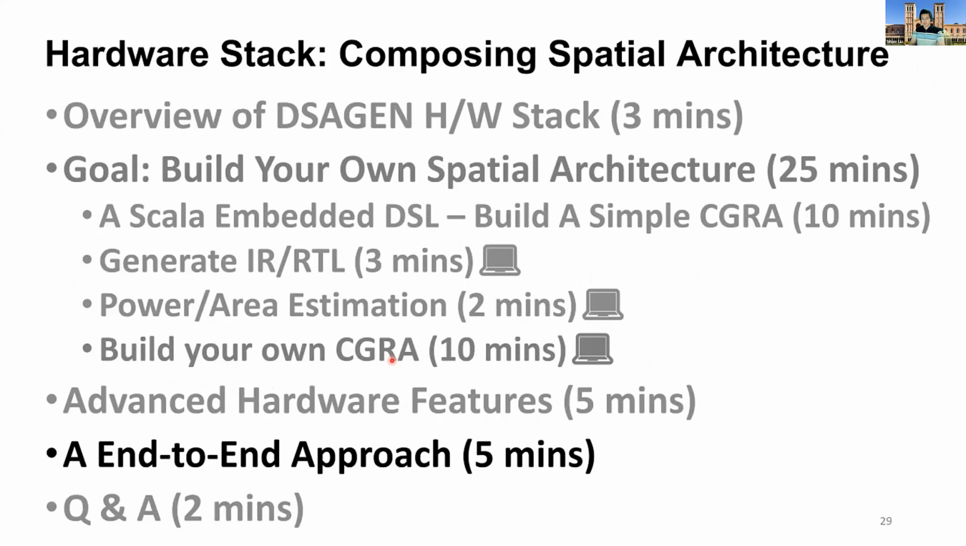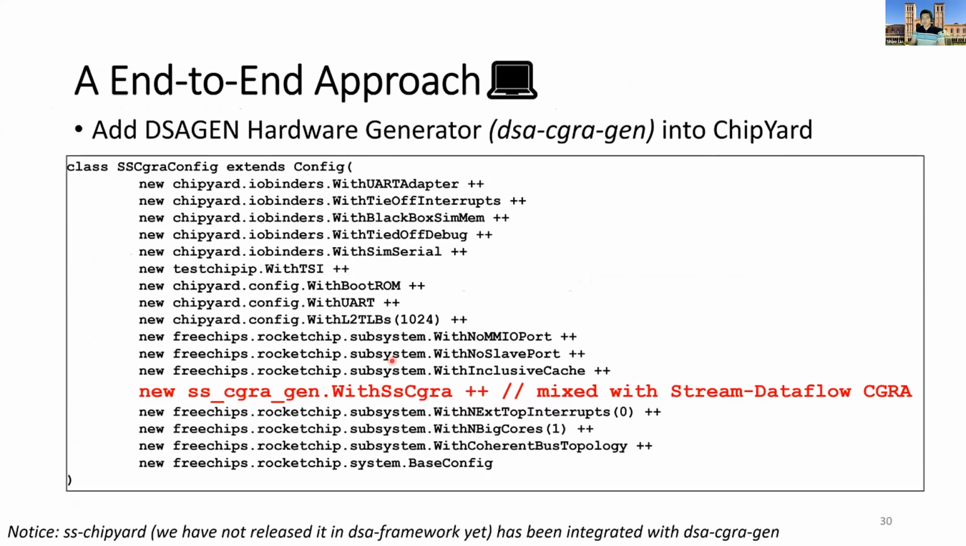And as the last part of my section, I want to show you briefly how we integrate our hardware generator into Chipyard. I'm not going to do hands-on practice on that because the SS Chipyard repo has not been released yet. All you need to do is follow the configuration defined by Chipyard and include our accelerator this way, so that you will have a stream-dataflow CGRA together with a Rocket core.